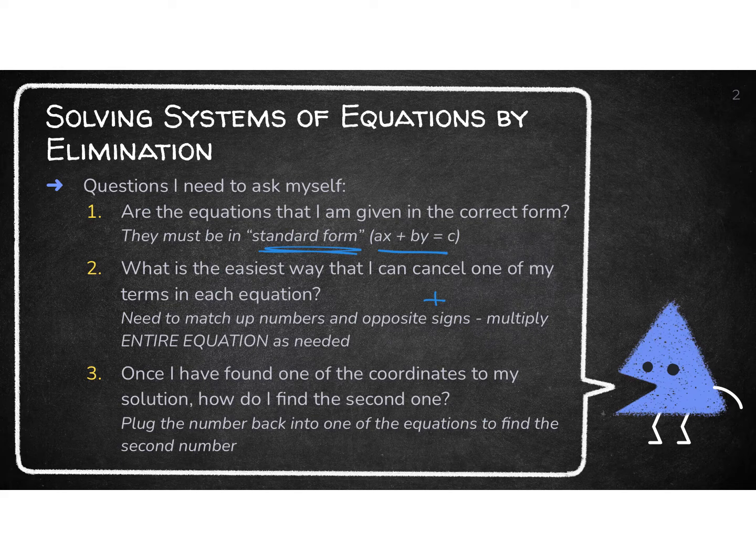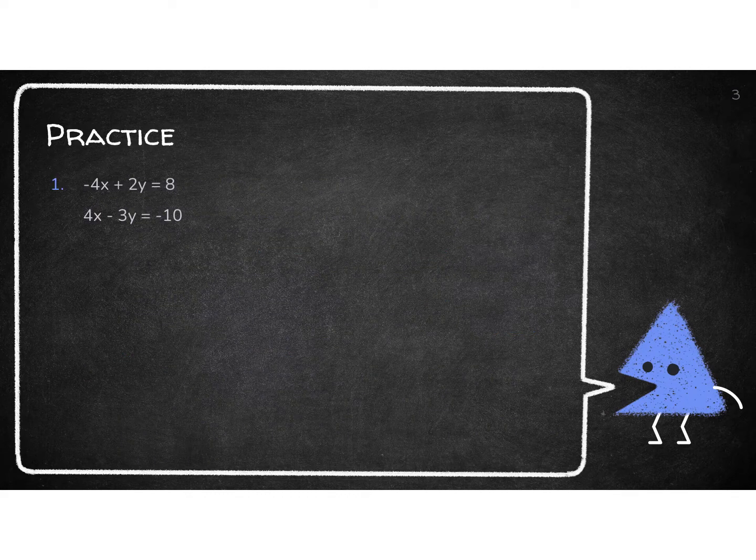If it doesn't, then you need to multiply the entire equation by something so that the numbers then match. Okay, so this will make more sense when we get to an example here. Your last step is to take that variable that you just solved for and plug it back in to find the second variable, okay? So you need an x and a y for all of these. Let's look at this first example.